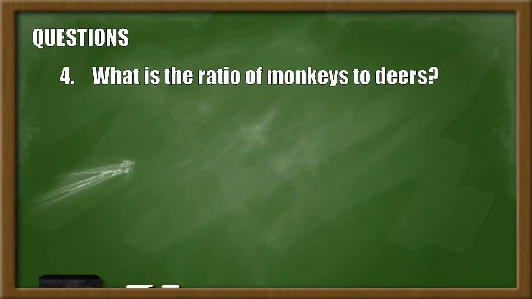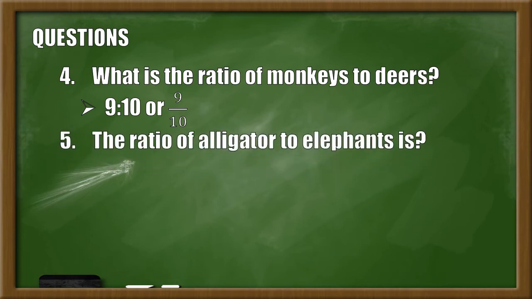Number 4. What is the ratio of monkeys to deers? Very good. 9:10 or 9/10. Number 5. The ratio of alligator to elephants is. Very good. 1:3 or 1/3. Good job. Write your scores on the top of your notebook or paper. Very good.